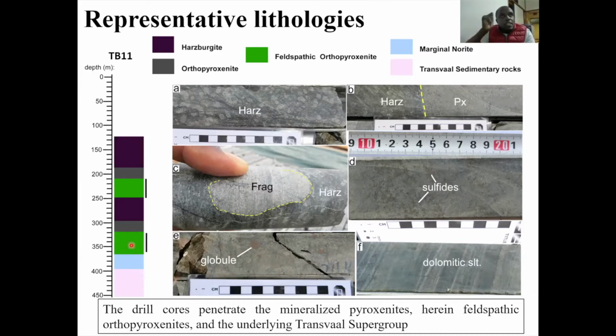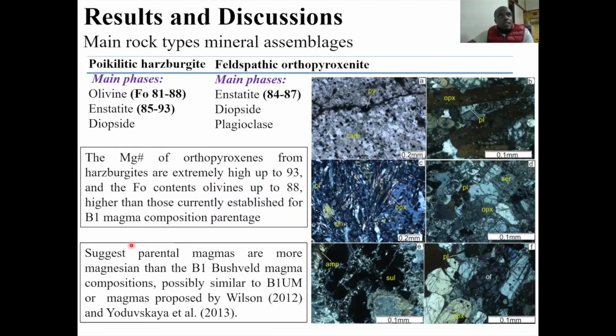If you look at the petrography of our units, this is the dolomitic siltstone of the Transvaal Supergroup, which is pyrite bearing. Between this dolomitic siltstone and the marginal norites, we have some occurrence of chilled margins. And this is the feldspathic pyroxenite, which is hosting most of the visible sulfides, marked by the presence of intercumulus plagioclase. And this is some of the sulfides.